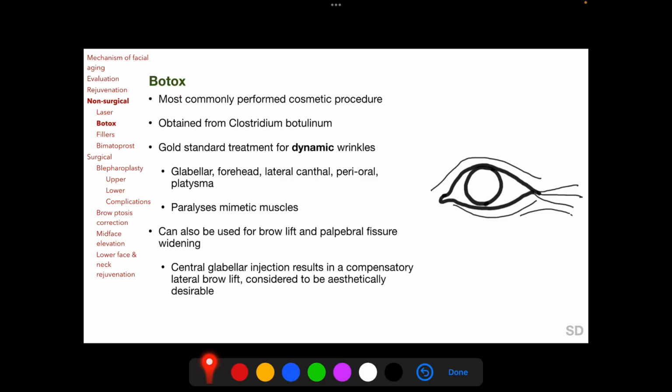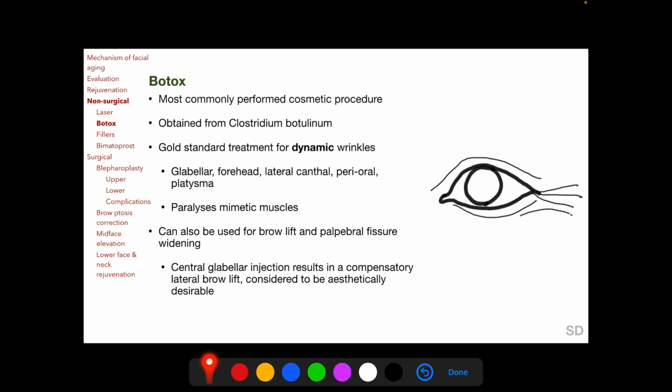Botox or botulinum toxin is the most commonly performed cosmetic procedure. It is obtained from Clostridium botulinum, and it is considered to be the gold standard treatment for dynamic wrinkles. Dynamic wrinkles are caused by contraction of mimetic muscles, and Botox treats dynamic wrinkles by paralyzing these mimetic muscles. Botox can be used to treat dynamic wrinkles in the glabellar, forehead, lateral canthal, perioral and platysmal regions.